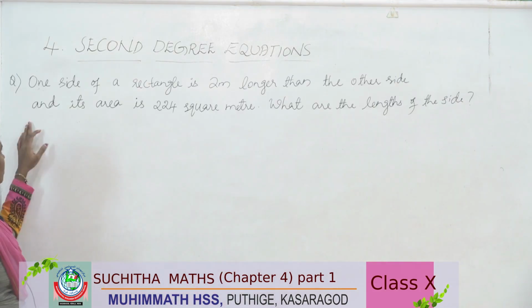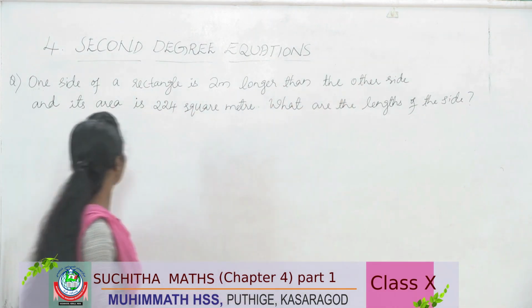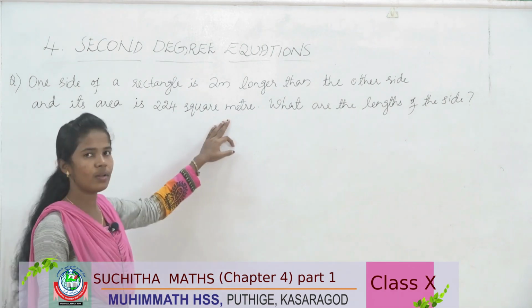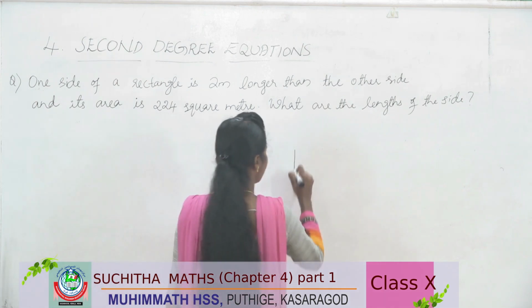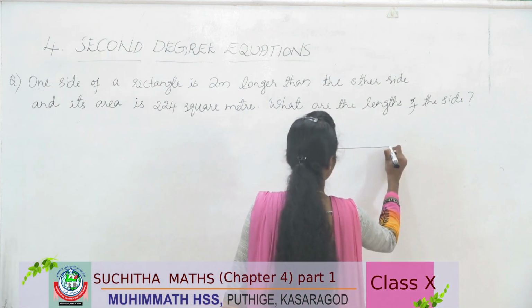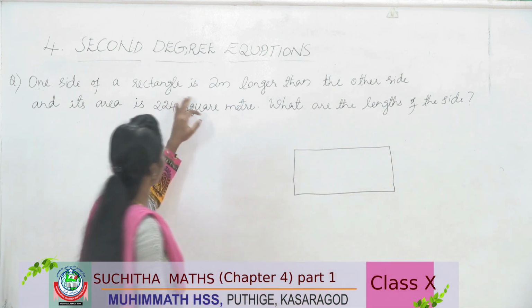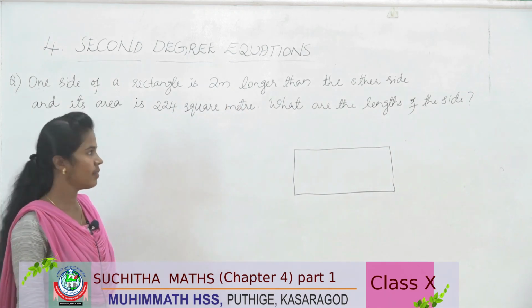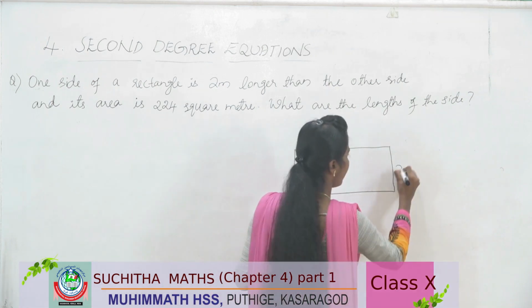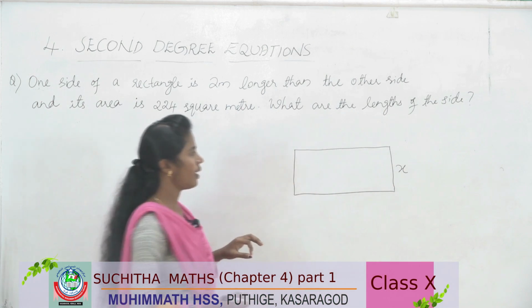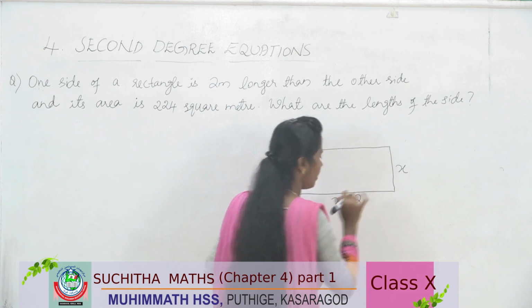Okay, listen to the question. One side of a rectangle is 2 meters longer than the other side and its area is 224 square meter. What are the lengths of the sides? So here a rectangle is given. One side of the rectangle is 2 meters longer than the other side. So here the shortest side is breadth. So take breadth equal to x. Then what is length? Length is 2 longer than breadth, that is x plus 2 is the length.